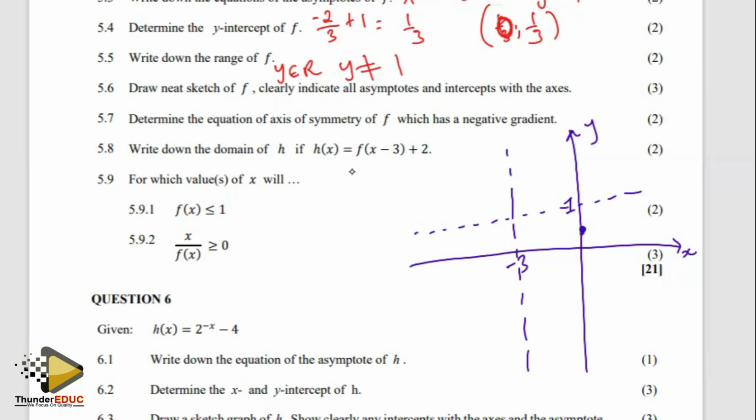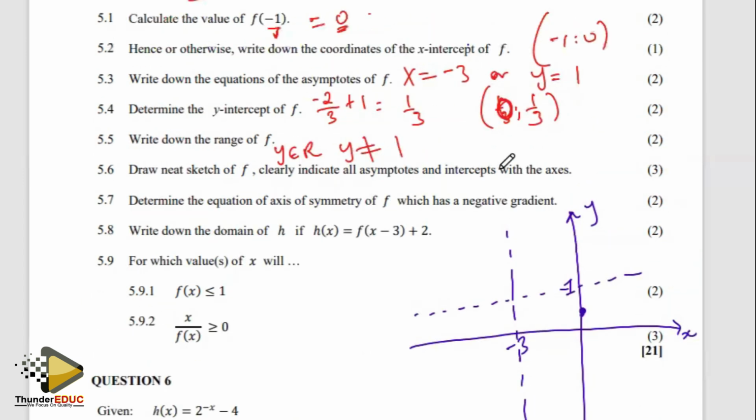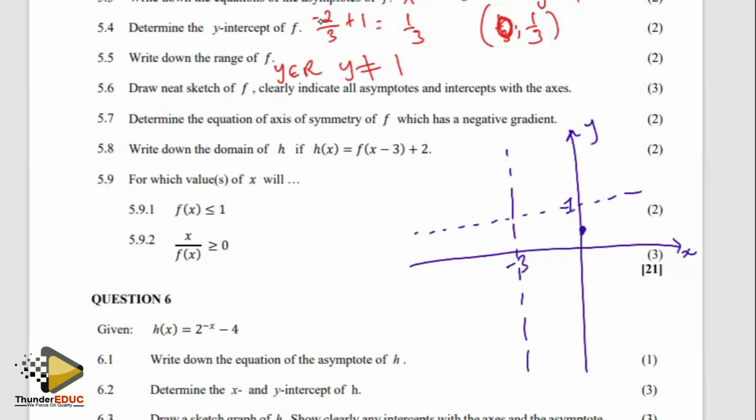Then we got 0 and negative 1, or negative 1 and 0, which is going to be somewhere there. So which means our graph is going to be moving in this sort of direction. And then the other one must be just in that sort of format.